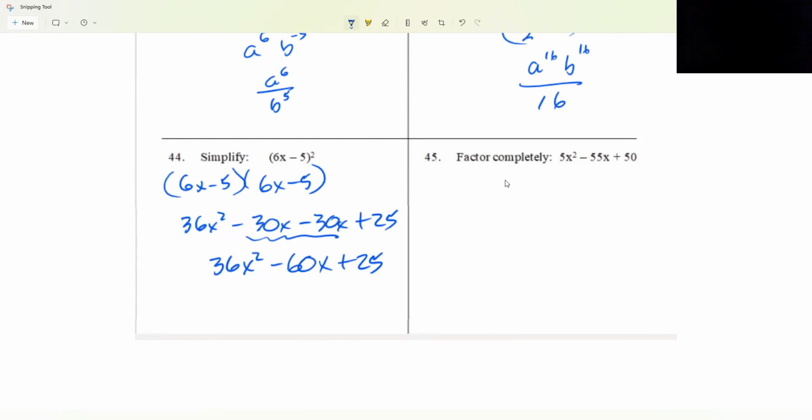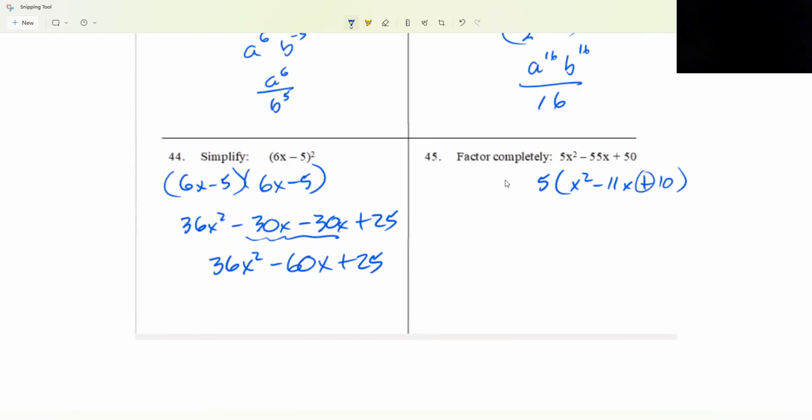Number 45 here, you want to start off. There is a common factor, so factor that out. That's going to leave you with x squared minus 11x plus 10. Okay, this is 1. So I'm really just looking for two numbers. When I multiply them, I get 10, and when I add them, I get 11.